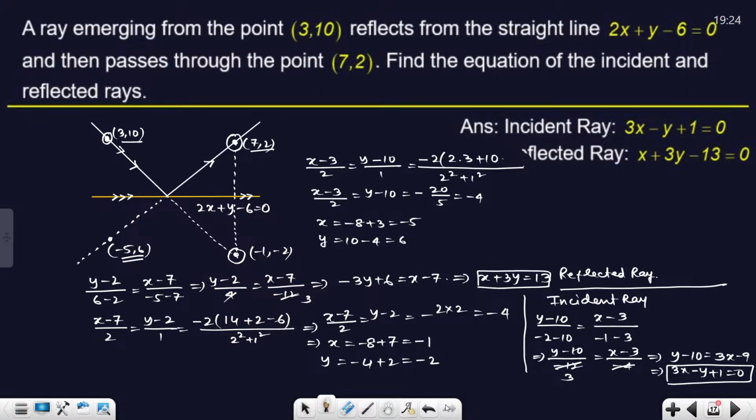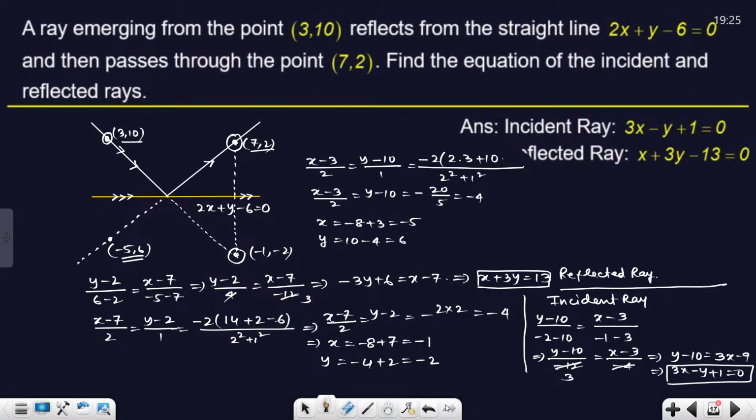And you should know that the image of any point on the incident ray is going to fall on the reflected ray. And the image of any point on the reflected ray is going to fall on the incident ray. Simply remember that and apply the 2-point formula to get its equation.